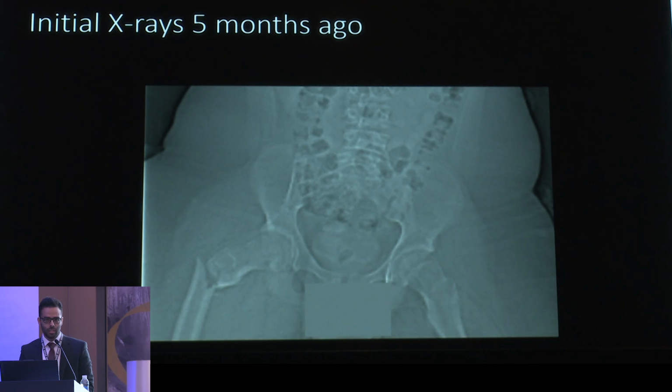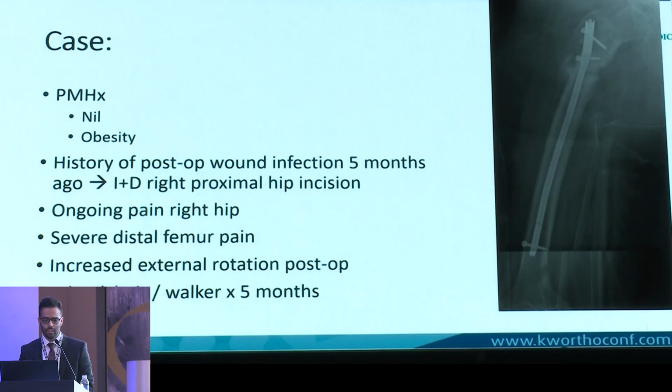So other than the obesity, the patient is otherwise healthy. He did note that he had a post-op wound infection 1 to 2 weeks after his initial fixation. He also noted ongoing hip pain over the past several months. And currently, he's obviously complaining of severe distal femur pain due to his recent injury. He also noted that following his surgery, he had slightly increased external rotation of his operated side compared to his contralateral side.